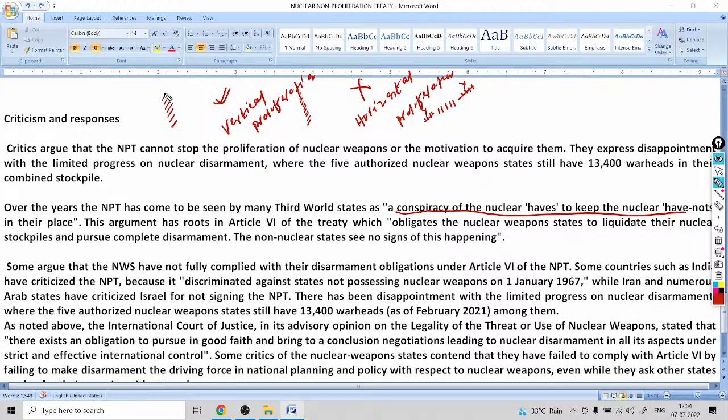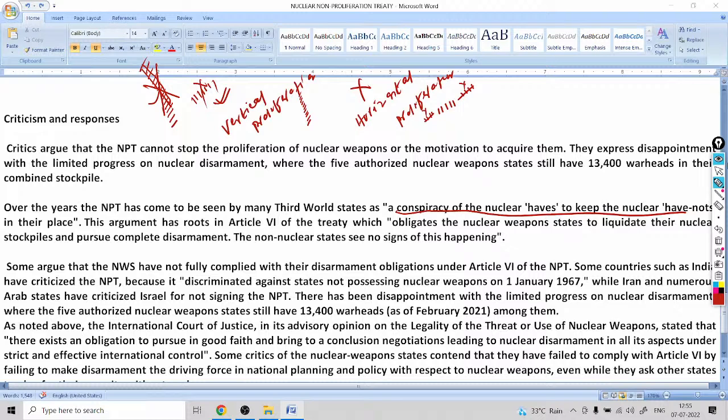They go on with vertical proliferation of nuclear weapons, whereas horizontal proliferation is not allowed. This is prohibited, this is allowed. And these countries who have acquired nuclear weapons or stockpiles have not taken any step to eliminate them. Instead they go on adding to them. That is the misconception. Some argue that nuclear weapon states have not fully complied with their disarmament obligations under Article 6 of NPT.